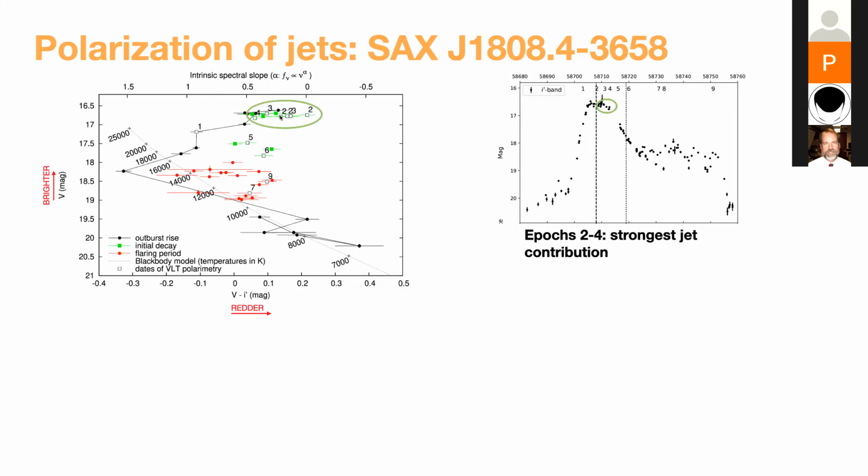Here, epochs 2 to 4 that are during the main outburst have the strongest jet contribution. In fact, as you can see, they are far from the model and they are redder and brighter. Here in epochs 5 and 6, during the initial decay, we have less jet contribution, but still the jet is there. In fact, we are still redder and brighter than the disk. And again, here in the reflaring state, we are going back to being consistent with the disk model.